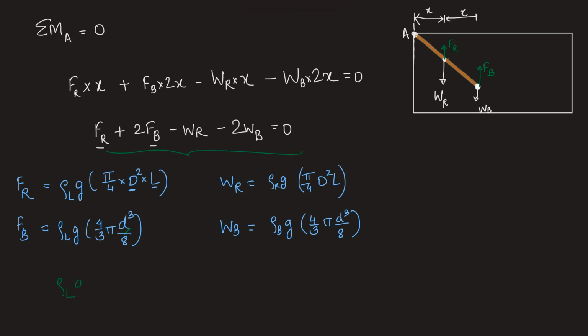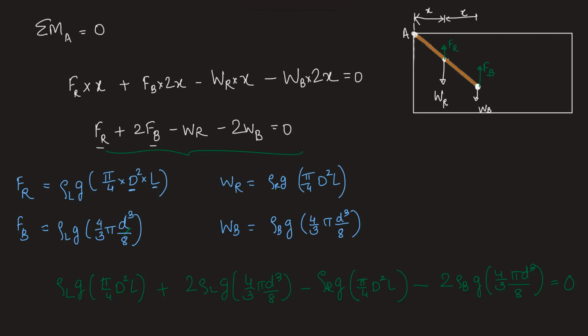So we have rho L into G into pi by 4 D square L plus 2 times rho L into G into 4 by 3 pi d cube by 8 minus rho R into G into pi by 4 D square L again minus 2 times rho B into G into 4 by 3 pi d cube by 8 is equal to 0. Now we can see G and pi are common in all the terms. So we can divide the whole equation on both sides with G and pi.